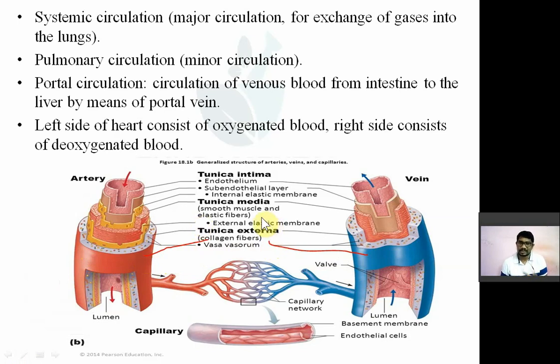The function of this layer is to give mechanical support. The second layer is the muscular layer, the tunica media. Smooth muscles and elastic fibers are there. Elastic fibers means they are stretchable, their size can be larger or smaller. Because of the muscle and elastic fiber, the artery can constrict and relax.